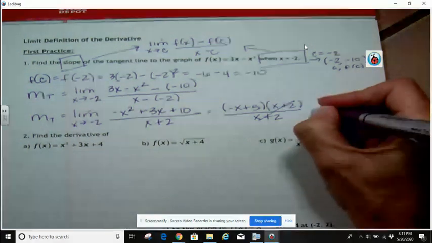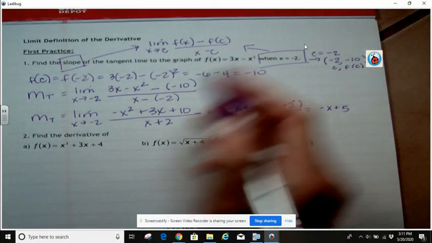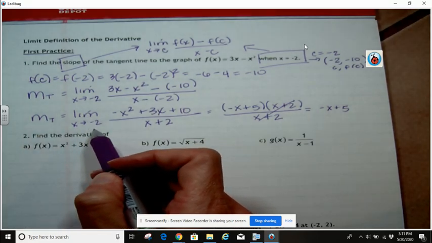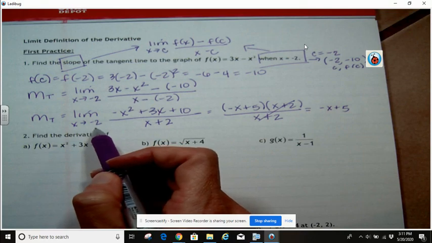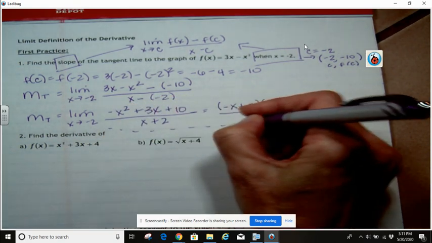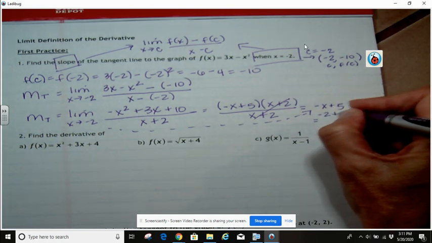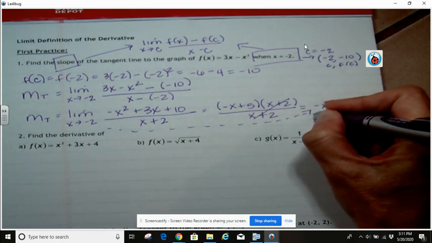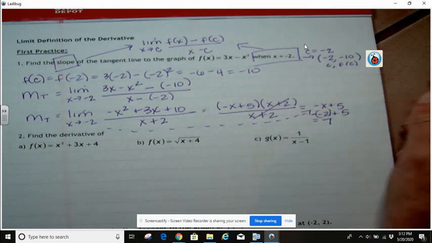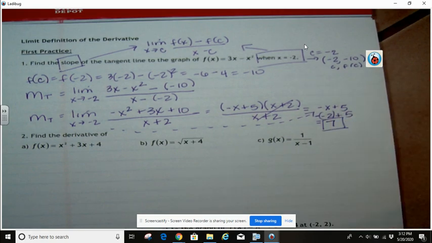And we can reduce, so we get -x plus 5. And then finish it off, since it's the limit as x approaches -2. Remember, when you're finding a limit algebraically, the first thing you should try is direct substitution. And so if we substitute in -2 for x, we get minus -2 plus 5, we end up with 7. So the slope of the tangent line is 7.